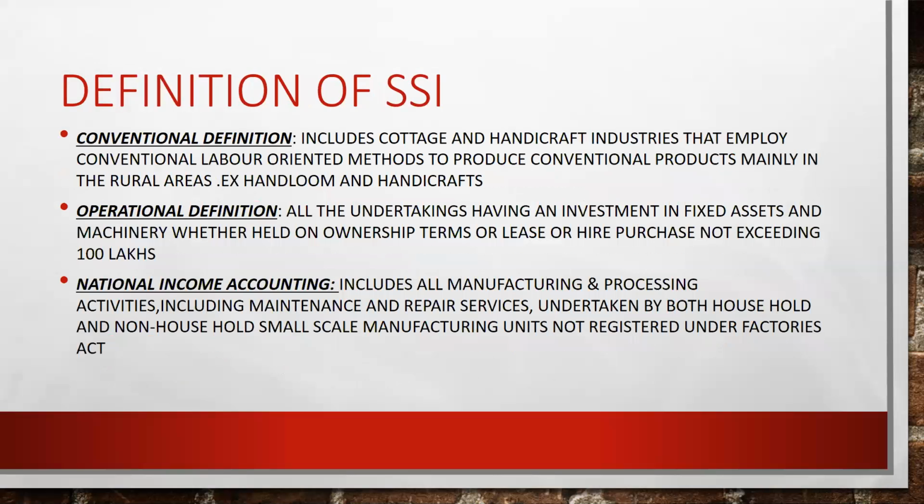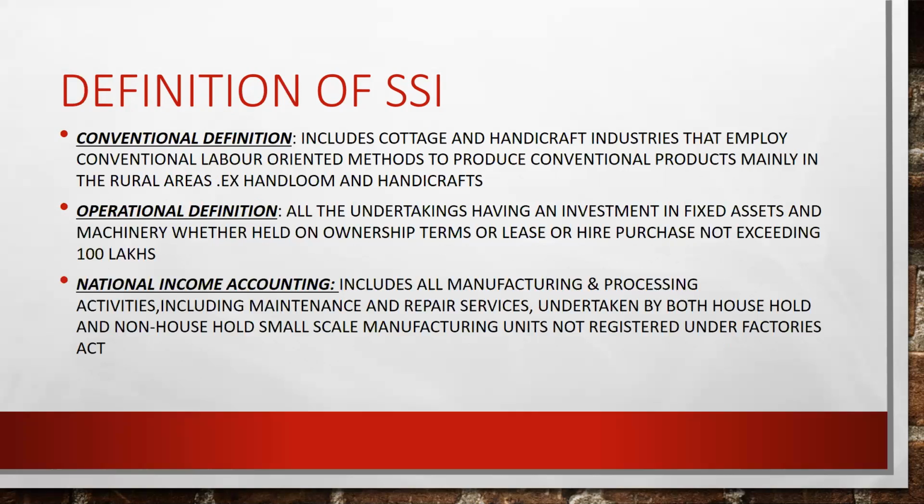To move on with the definition of small scale industries. The SSI definition varies from one country to another and it depends on the pattern and stage of development. So in India, the first official definition of SSI was coined in the year 1950 in terms of size of gross investment in fixed assets as well as the strength of the workforce in the unit concerned. The term SSI has been defined in three ways: conventional definition, operational, and national income accounting definition.